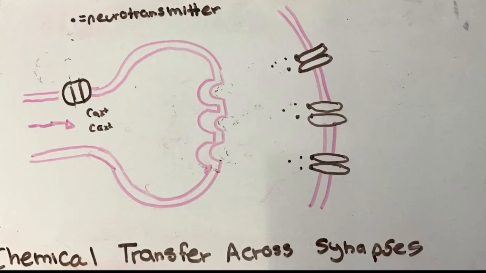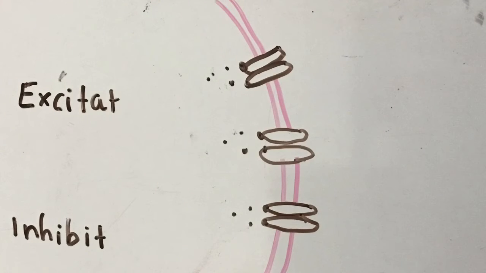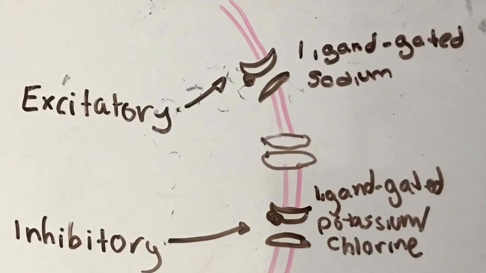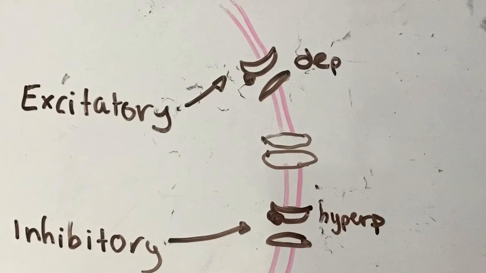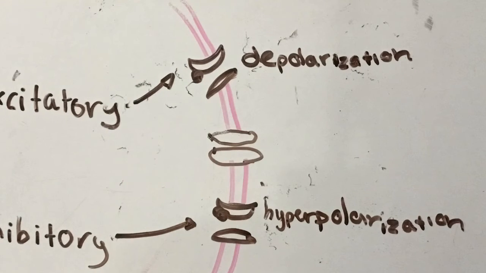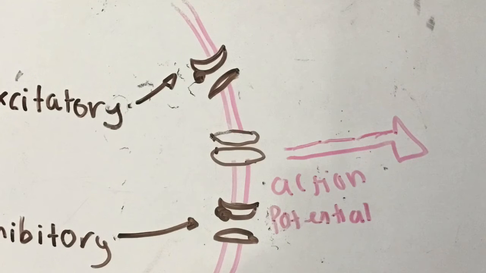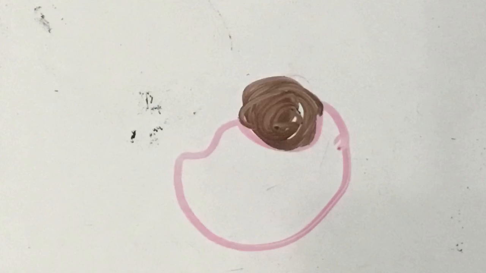There are excitatory and inhibitory neurotransmitters. Excitatory ones open ligand-gated sodium channels, while inhibitory ones open ligand-gated potassium or chloride channels. Excitatory causes depolarization, while inhibitory causes hyperpolarization. The combination of messengers that dendrites receive determines if the threshold is reached for an action potential. Neurotransmitters in the synapse are recycled by reuptake pumps or degraded via enzyme activity.